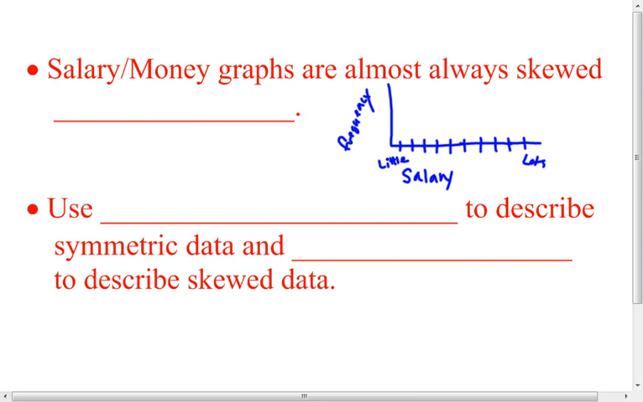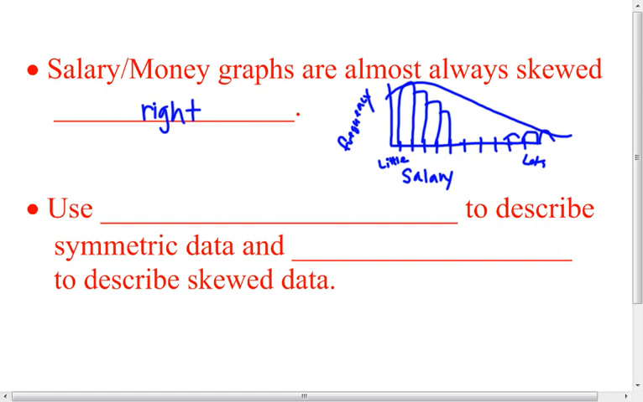And I think you can see that in almost any company or business or organization, there are an awful lot of people over here that don't make very much money. And then you get over to the CEOs and the presidents. So I hope you can see that salary and money graphs are almost always skewed to the right. Almost always.